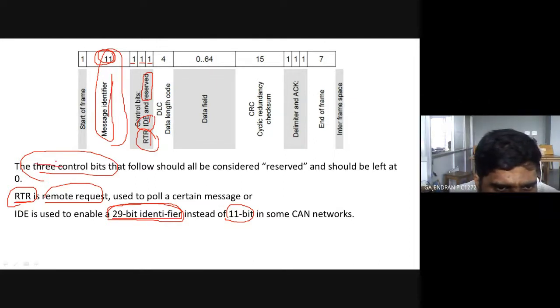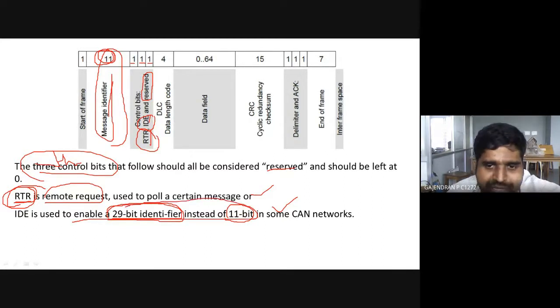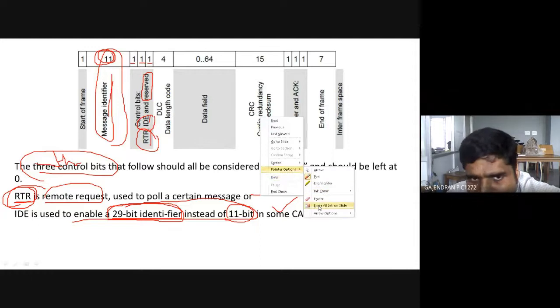The third control bit is reserved. It is left at 0 and maintained that way. Only the remaining 2 we are going to program. If I want to make a request, I need to set this bit. Then to select the identifier, I am going to set this bit. Is it clear?